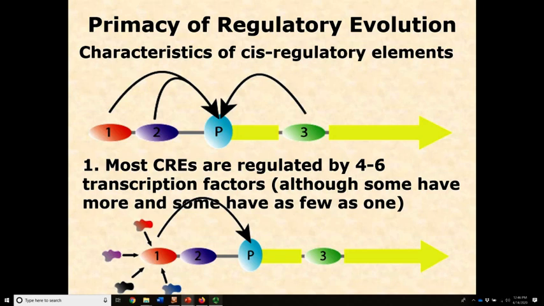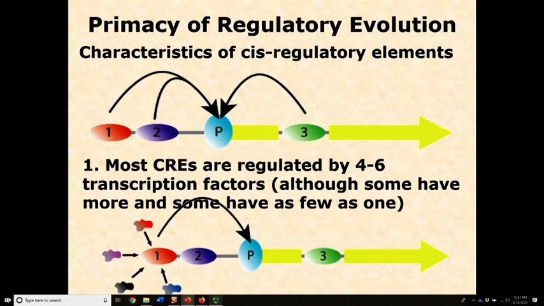Okay, so most cis-regulatory elements are regulated by anywhere between 4 and 6 transcription factors. So that's kind of a general rule. But realize that's a general rule. Some of them can have, a single regulatory element might bind more than 6. The higher you get, the more and more rare it is. And there are some regulatory elements that are incredibly specific that will only bind a single transcription factor.